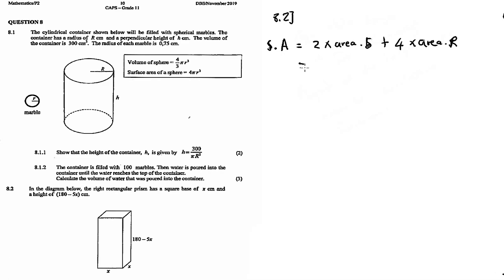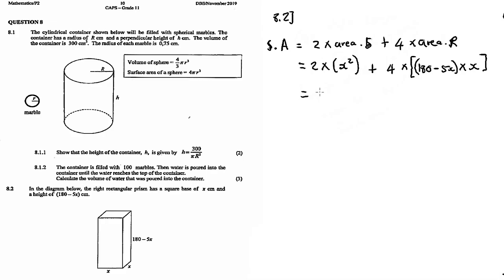So in this case it is equal to 2 times the area of a square. What is it? It's x squared. It's x times x that indicates the area of a square. So it's x squared plus 4 times, in brackets, the area of a rectangle, which is length times breadth. So the length, let me use a square bracket, it's length which is 180 minus 5x, times the breadth which is x.